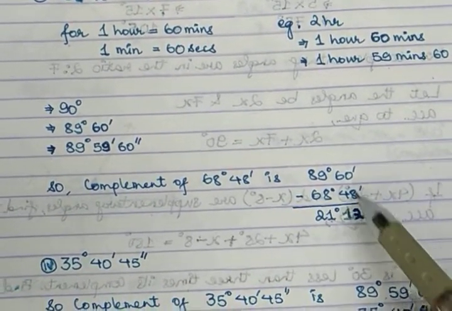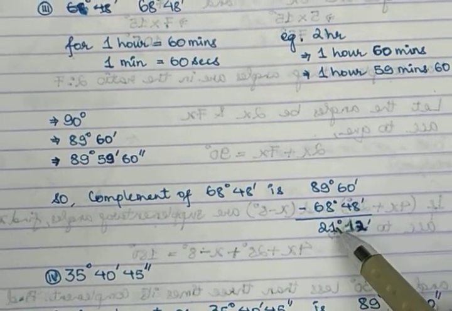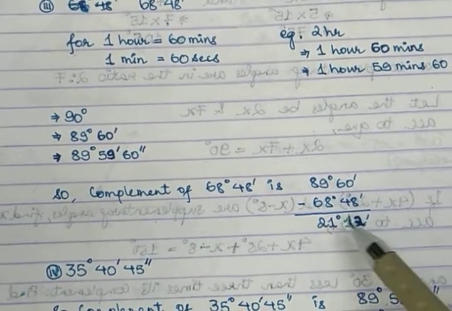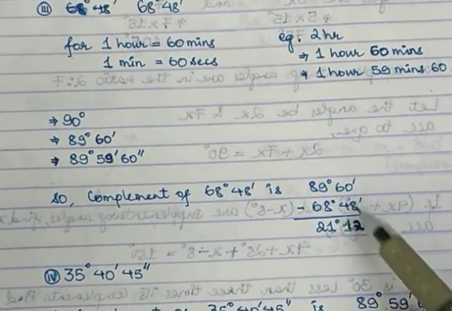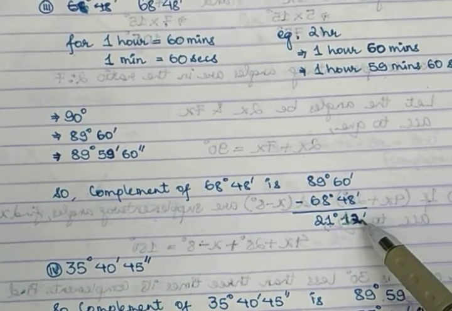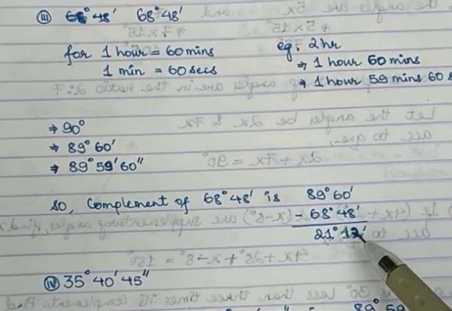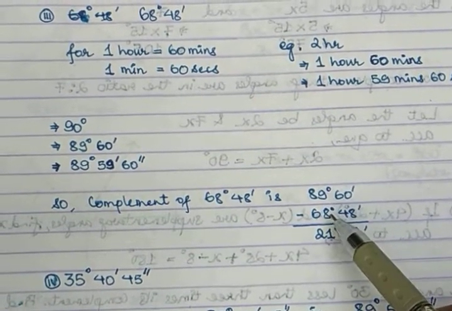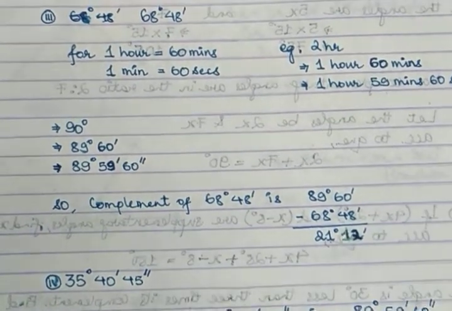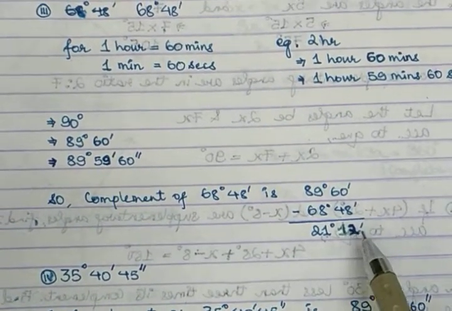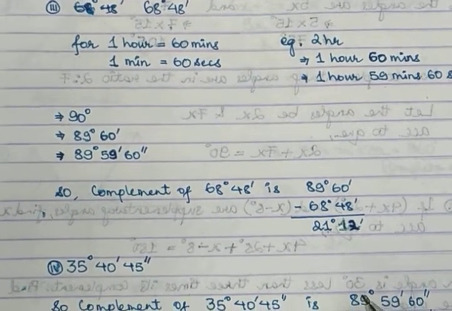The subtraction procedure is the same, like simple subtraction. 10 minus 8 is 2. 5 minus 4 is 1. Now 9 minus 8 is 1, and 8 minus 6 is 2. But remember, we are subtracting the minutes here, so I have written 12 and the symbol for minute, which is like an apostrophe mark. And 9 minus 8 is again 1, 8 minus 6 is 2, so 21 degree. So your answer is 21 degree and 12 minutes. I hope you kids understood this part.